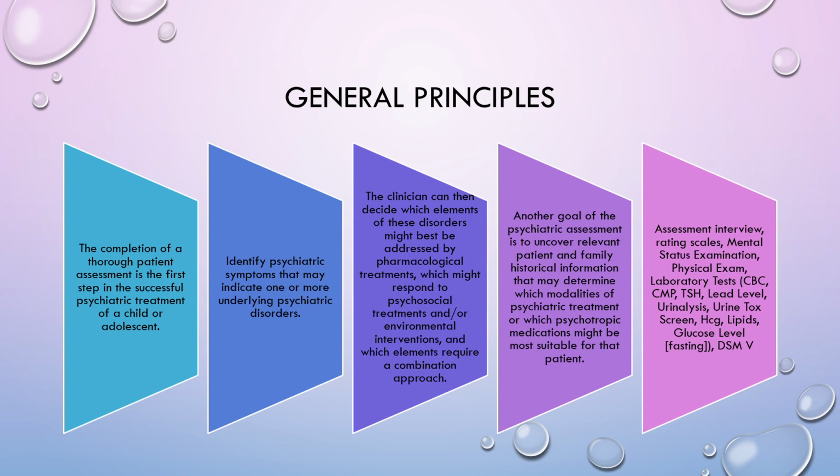Maybe they actually need a change of home. Maybe there needs to be teaching. Are there external environmental factors, such as where they're living, that may be posing a threat to them and causing their symptoms? And also, which elements require a combination approach. And as you've learned already, the most recommended way of treatment is a combination of medications and therapy. For adults, same as children.